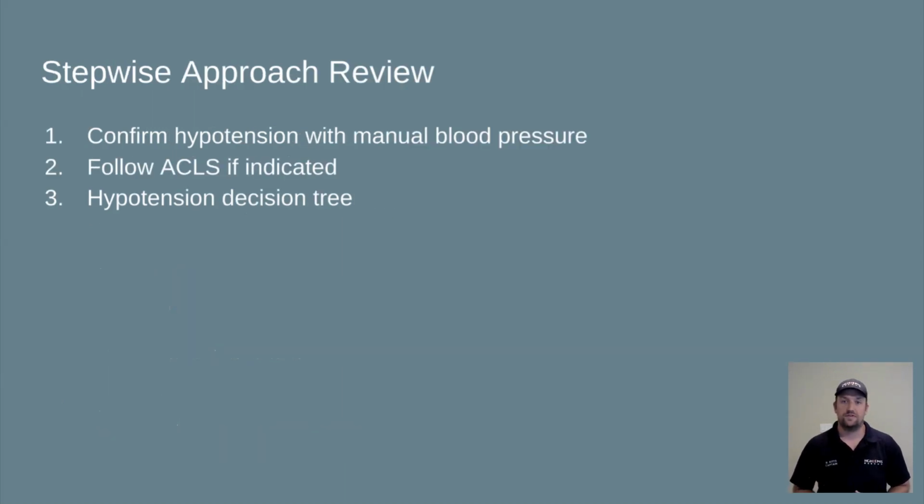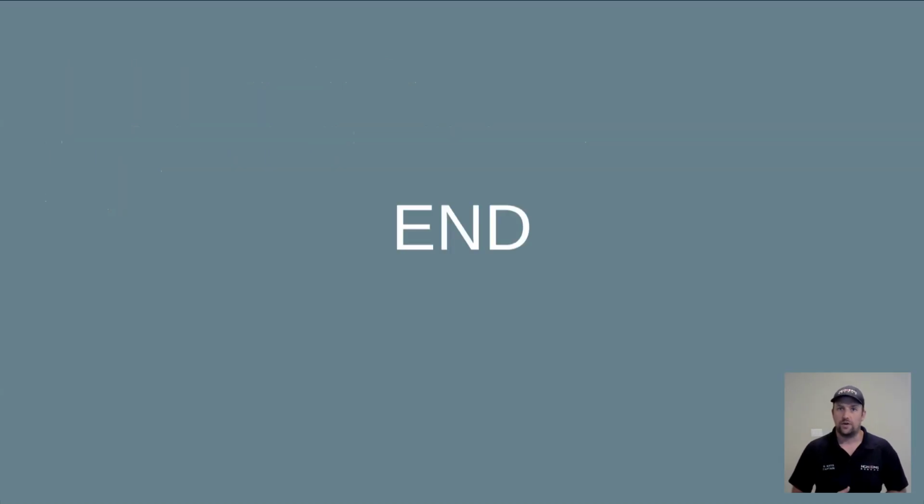The last thing we'll review in this video is I want to look at the stepwise approach again. Number 1, confirm it's actually hypotension using a manual pressure. 2, follow ACLS if it's indicated. And 3, use the decision tree. It will help guide you on these calls, and you'll be successful if you utilize it. As always, this video does not contain all of the required information about hypotension. Rather, it's just a guide for you to utilize to treat hypotension. This concludes the hypotension approach video.